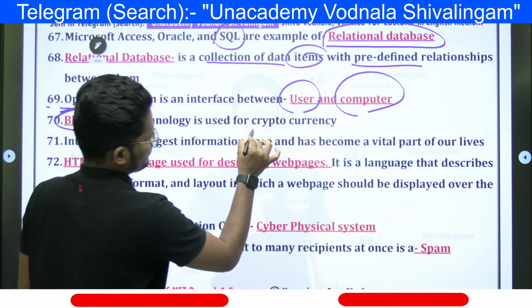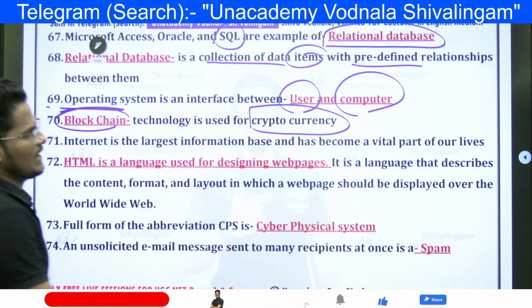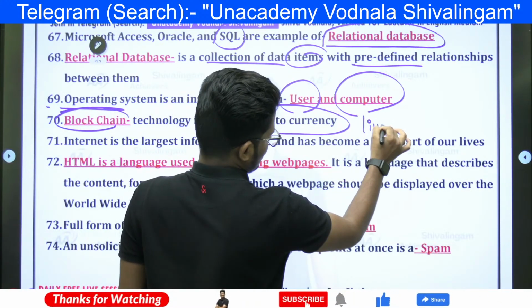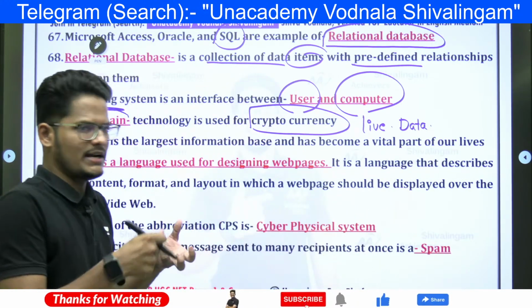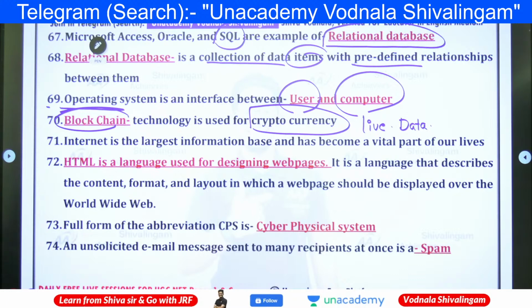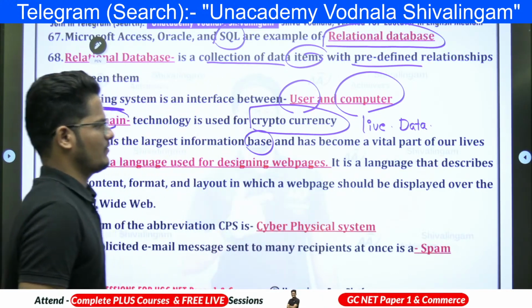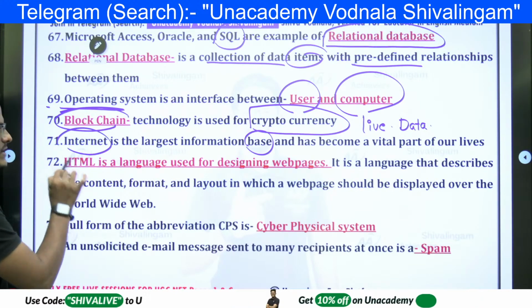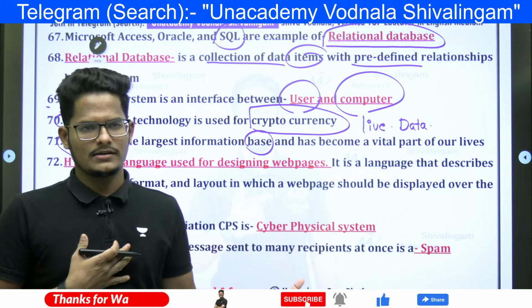Blockchain technology is useful for cryptocurrency. Blockchain is a real-time live database, and it is very highly secured. Nobody can steal it. It is a live database where nobody can manipulate anything. And the internet is the largest information base and has become a vital part of our life. We cannot avoid the internet nowadays. Without the internet, we can't even survive now. Like food, like the internet.